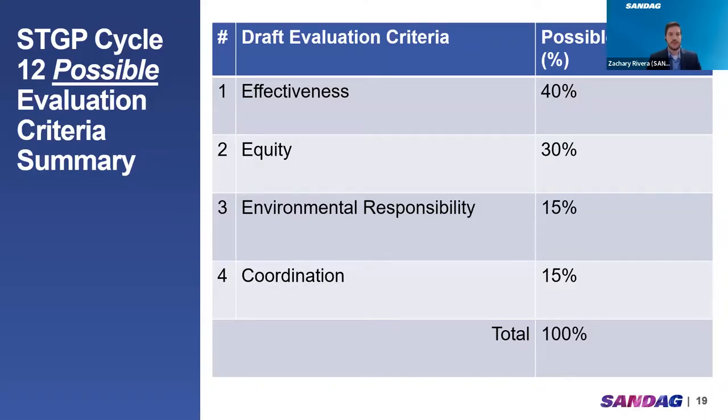So to recap, there are four criteria presented, with effectiveness weighted the most at 40%, followed by equity at 30%, and environmental responsibility and coordination weighted the least at 15% each. Next slide, please.